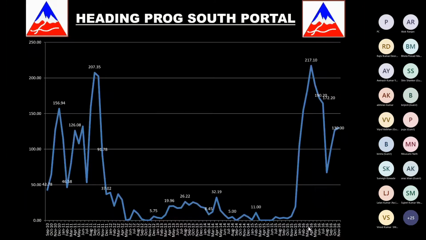Now, what you see in this graph is, on the left side you have progress on the y-axis, and on the x-axis you have the time. So if you see, when we started the tunneling, we were making good progress, always upwards of 70, 80 meters, going up to 207 meters. Then all of a sudden in December 2011, it comes down to 37 meters, and then it goes down to months where there was no progress at all.